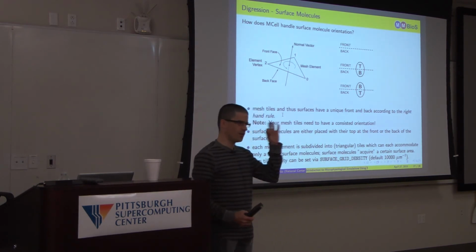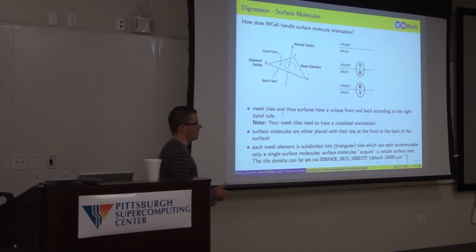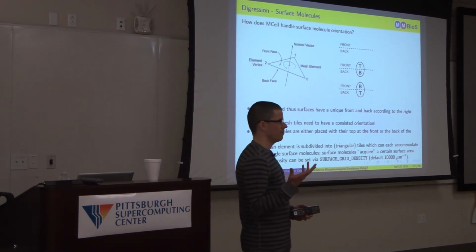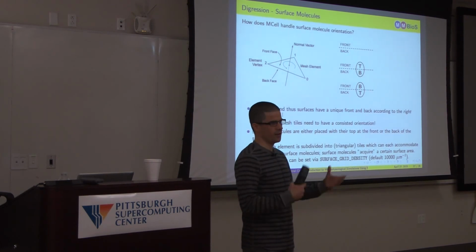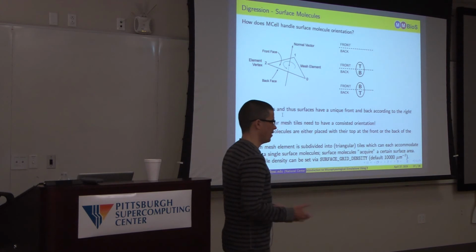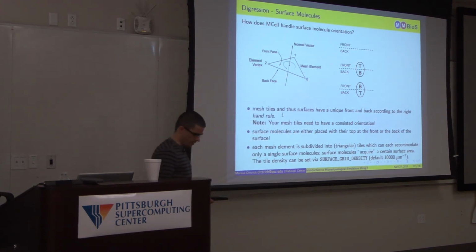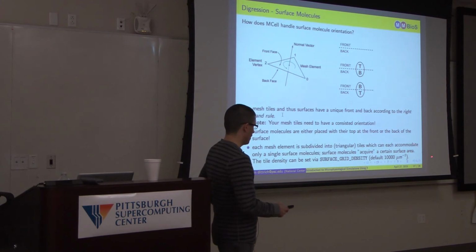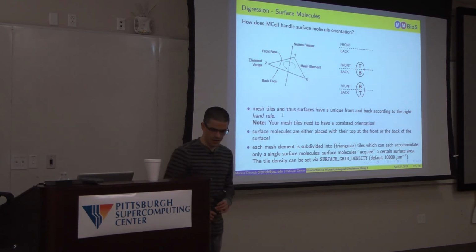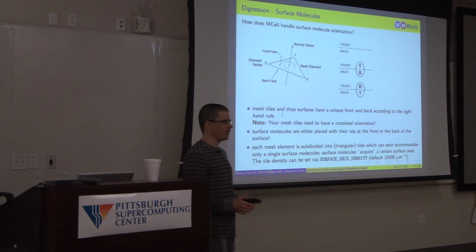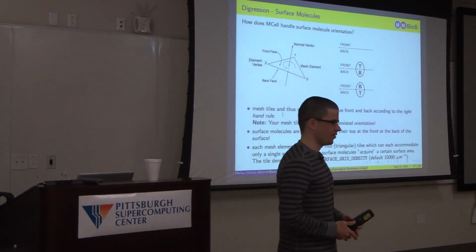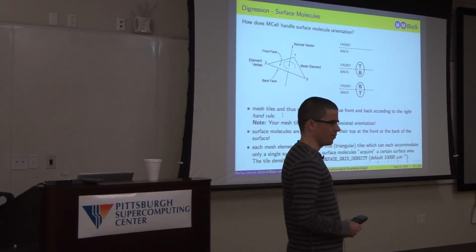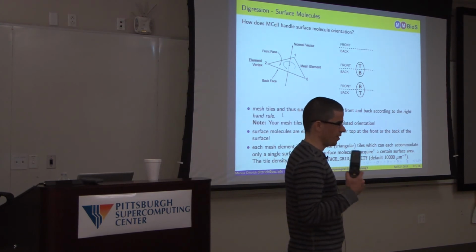Each of these small triangles basically has a surface area that typically corresponds to what you would expect from a typical membrane protein. So if you look at a membrane channel or a membrane receptor, then they typically have that kind of surface area. And so that means that if you start putting molecules on a surface in MCell, there's an upper limit of how many molecules you can actually pack on a square micron of your surface. Namely, by default, you can pack 10,000 molecules on the surface per square micron, right?